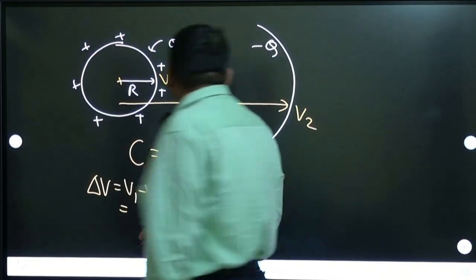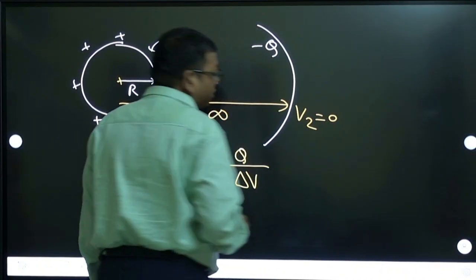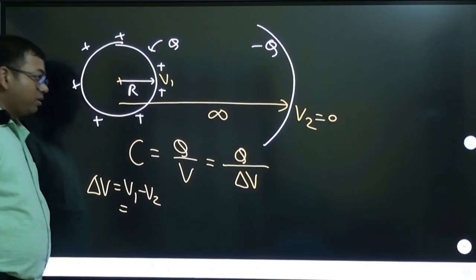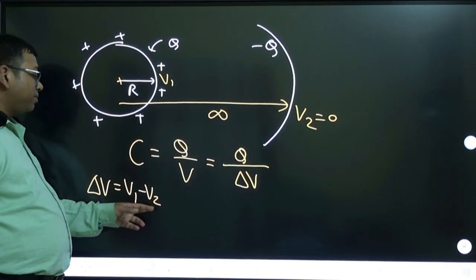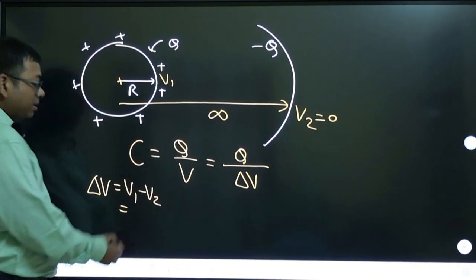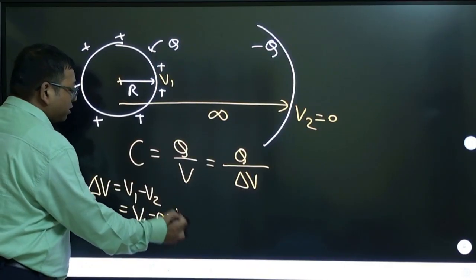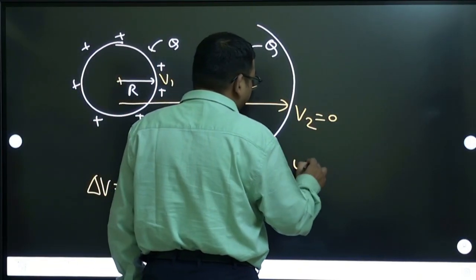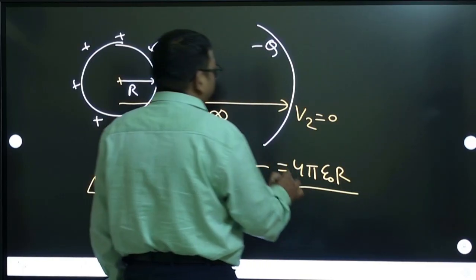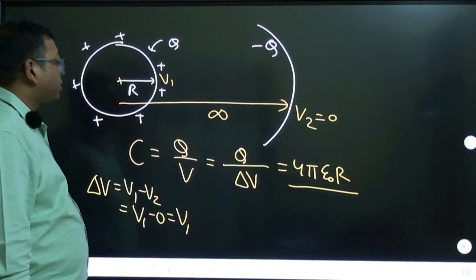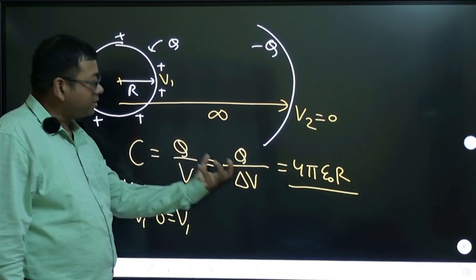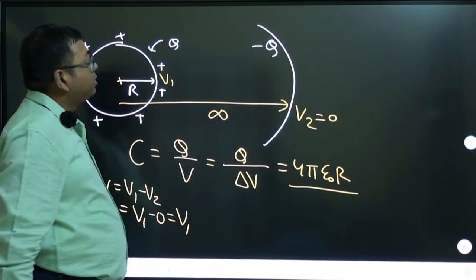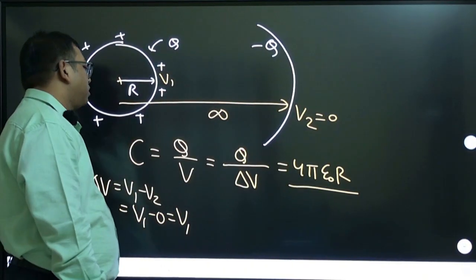Okay, so note that this v2 is 0 because this is infinity. You know that potential at infinity is taken as 0, right? That is why v2 is 0. It is not going to make any difference, it will be just v1 only because this is 0. So all calculations are going to give the same result which we derived, that is 4 pi epsilon naught r. So this formula 4 pi epsilon naught r for capacitance of a sphere is with relation to a sphere at infinity, which has opposite charges. Okay, this is the idea.